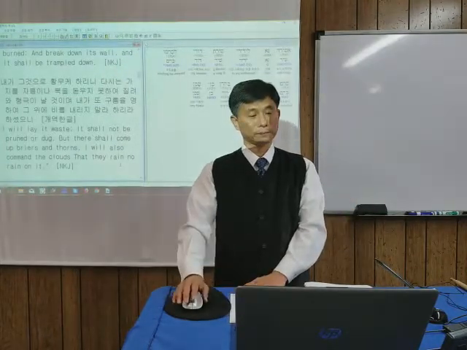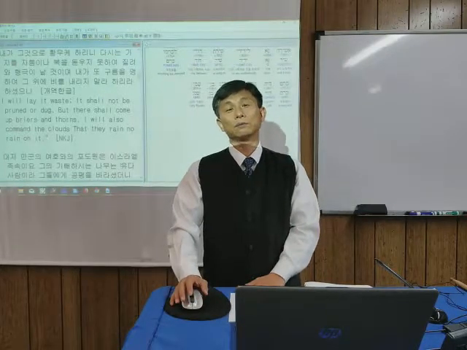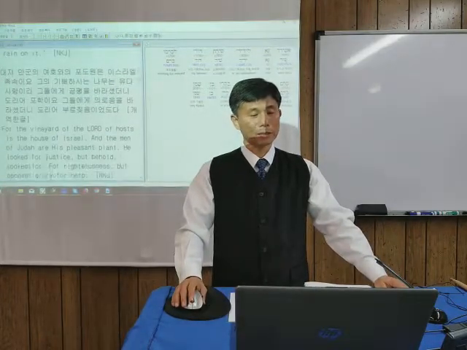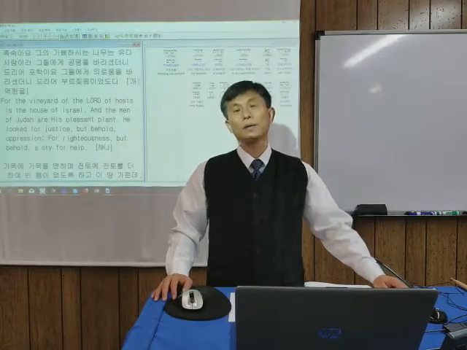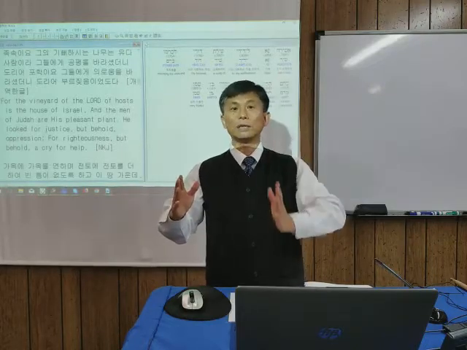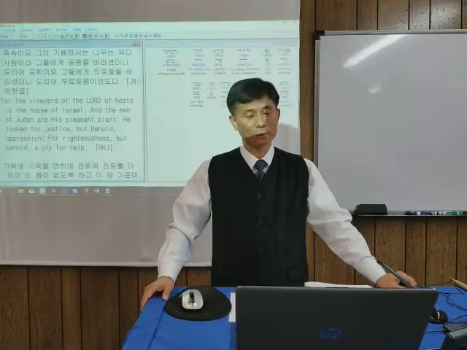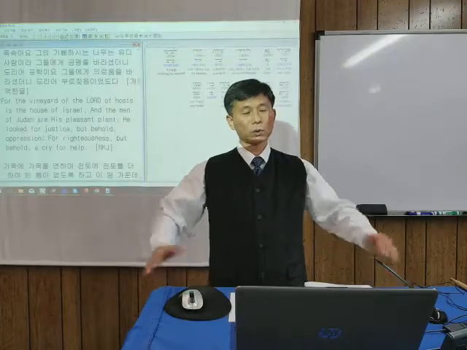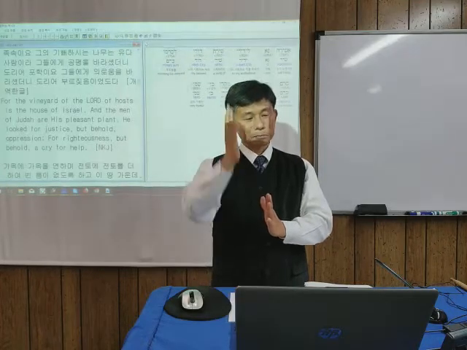Okay? So when there's no rain that comes from heaven, that comes from the Father, you cannot bear good fruit, isn't it? And verse 7, for the vineyard of the Lord of hosts is the house of Israel. So on the house of Israel, the true vine, Christos Jesus, has come. So the vineyard is the house of Israel. And the men of Judah are his pleasant plant. So on the house of Israel, the men of Judah is planted.